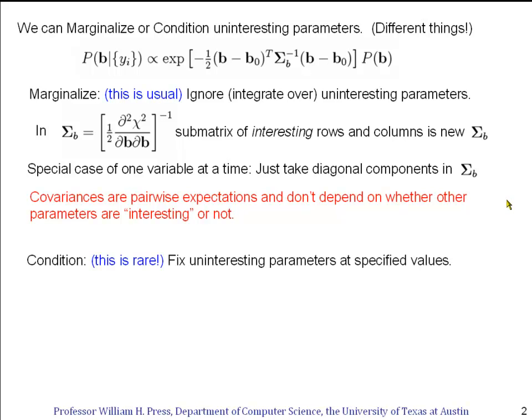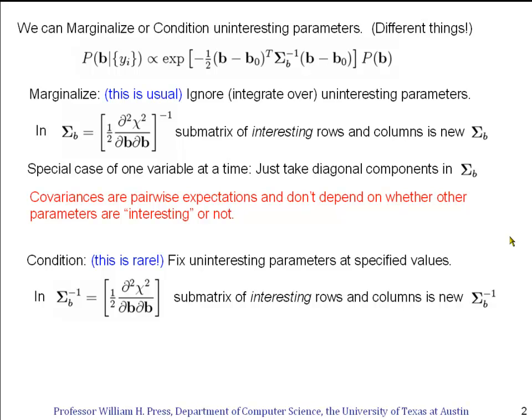Conditioning is different. Conditioning is pretty rare. When you condition, you want to fix the parameter values for certain of the parameters at specified known values. So why would you ever want to do that? Well, you might possibly want to do it if you have parameters in your experiment that you're going to determine much more accurately with a different experiment, or they're parameters that you can look up in a handbook more accurately than you can measure them, and you're going to want to then fix those parameters to these externally known values and learn what you can about the other interesting parameters in your fit.